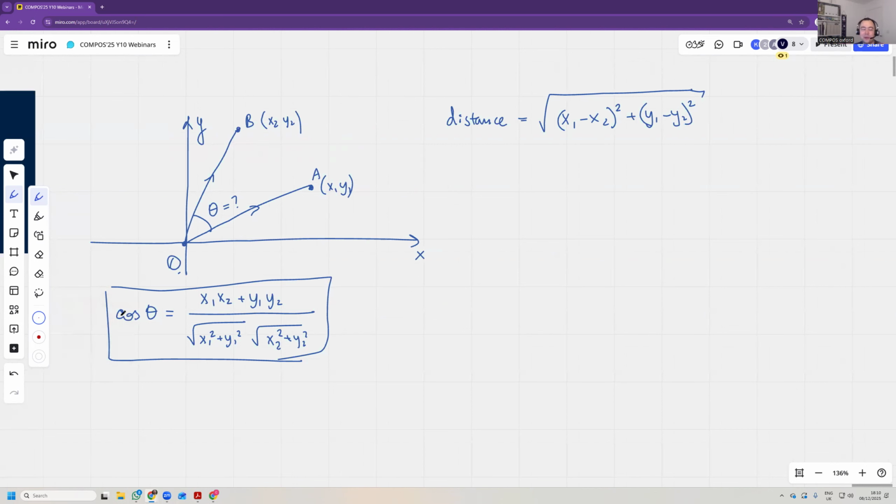So the next bit, what would you be interested in? Well, it would be interesting to know the gradient of the line BA. So the gradient of line BA is y2 minus y1 divided by x2 minus x1. And it doesn't matter which way you do it, because you could also do it as y1 minus y2 divided by x1 minus x2. The result is the same. It doesn't matter which way you go.